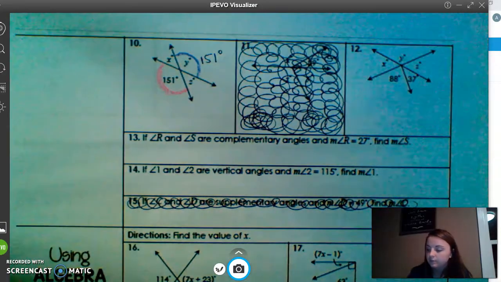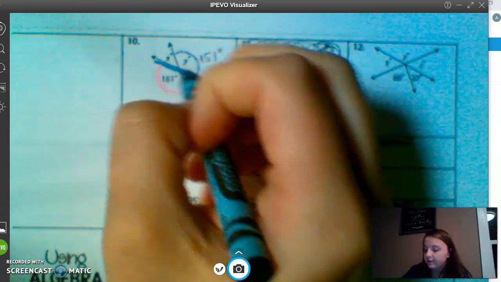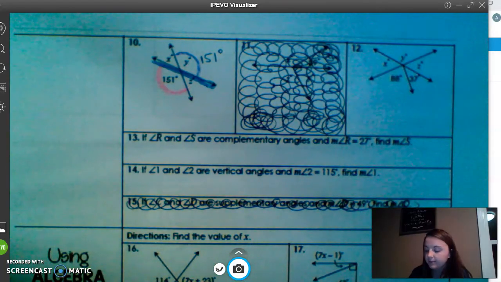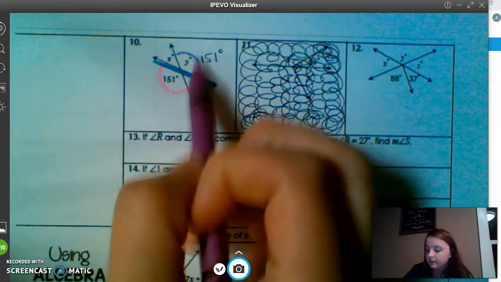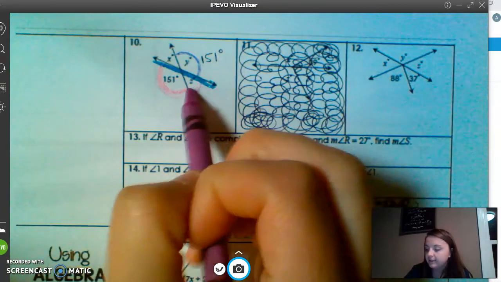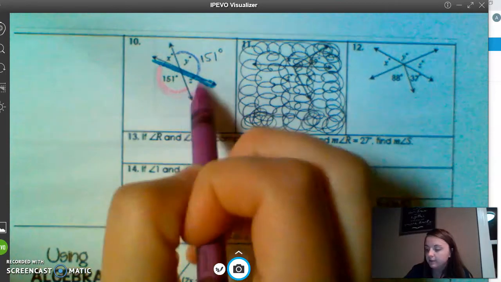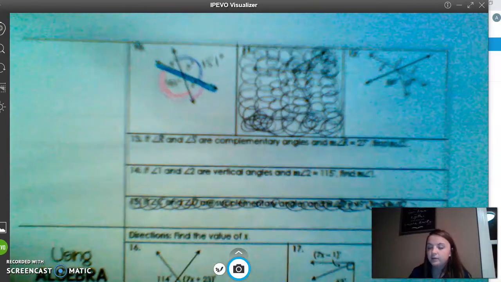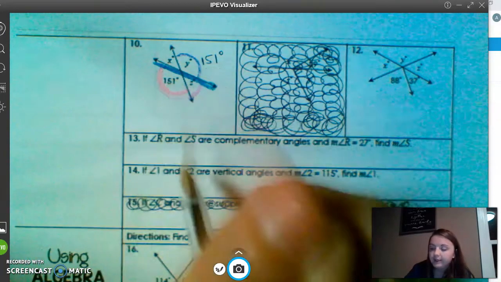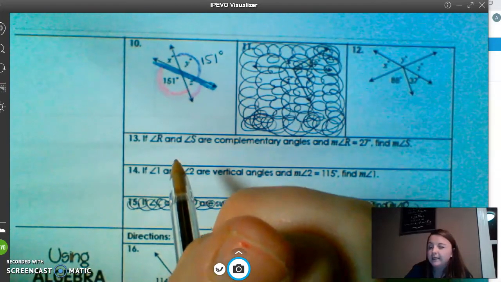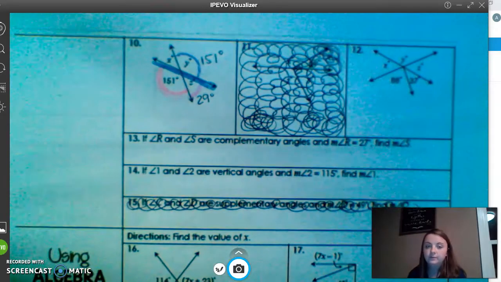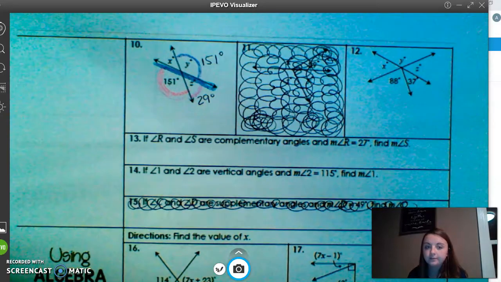Now, remember, I have a straight line right here. Well, if I have a straight line, that means this angle, 151, and z fall on the straight line. That means 151 plus z equals 180 because they make a straight line. Well, 180 minus 151 is 29. So z equals 29 degrees. Everyone see how I got 29 degrees there?